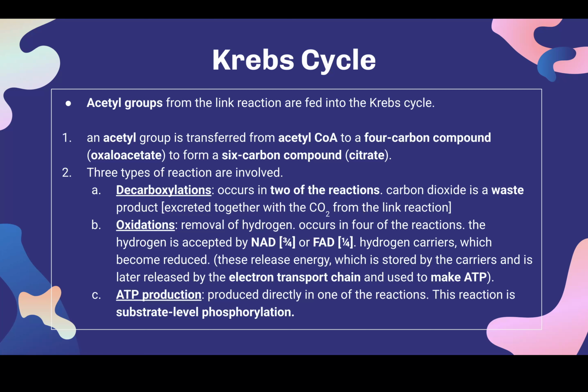Before I actually show you the diagram of the Krebs cycle, you need to know that there are 3 types of reactions that are involved throughout the Krebs cycle. There's decarboxylation, which basically means that you get rid of carbon dioxide, and this occurs in 2 reactions, which, when this happens, gets excreted together with the CO2 from the link reactions.